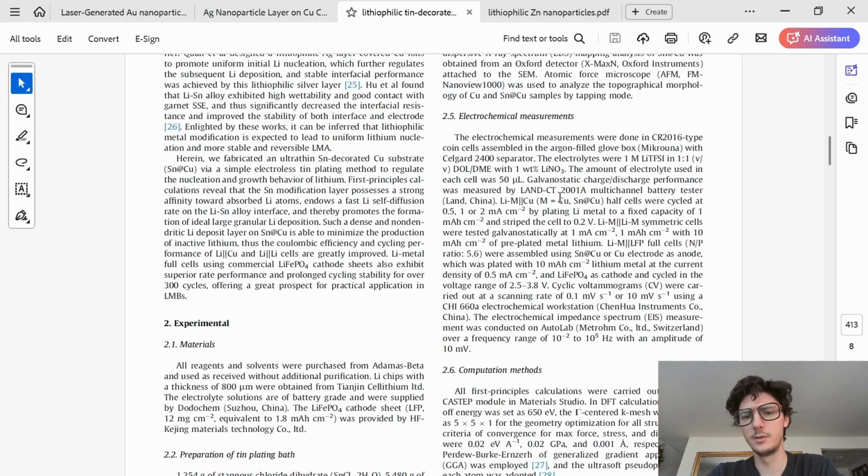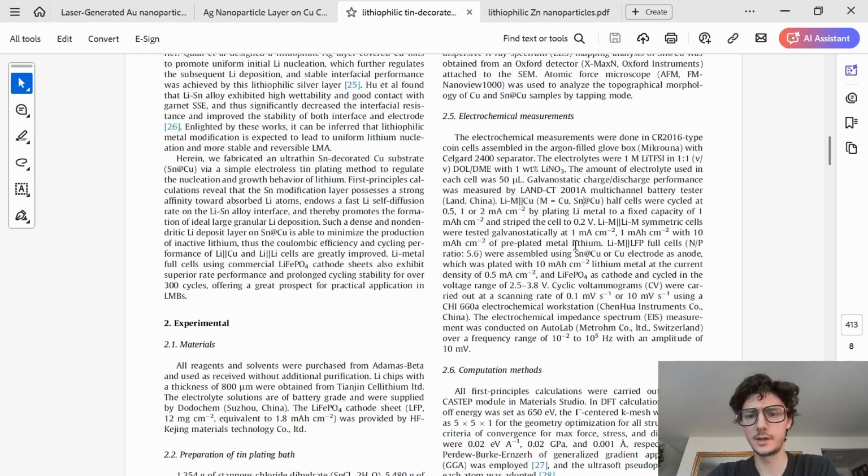Galvanostatic charge discharge performance was measured by this machine, multi-channel battery tester. Lithium/M, copper. M is equal to copper and the tin copper, so they kind of changed it. They got two different types of cell. Half cells were cycled at 0.5, 1 and 2 milliamp current density, by plating lithium metal to a fixed capacity of 1 milliamp hour per centimeter squared, and stripped the cell to 0.2.